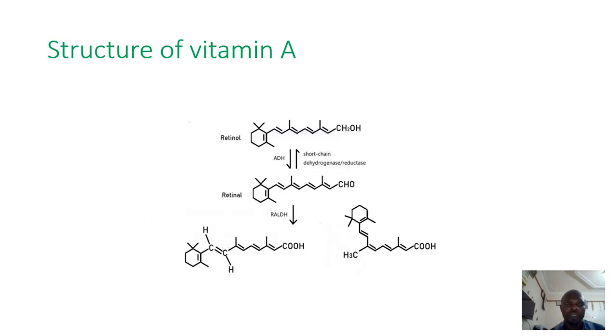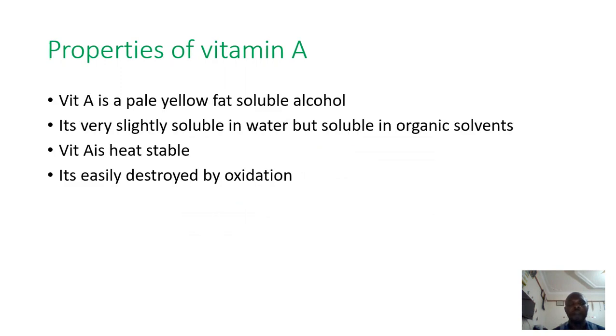So we are looking at the structure of vitamin A. When you look at it, we said vitamin A exists in 3 forms, that is retinol, retinal, and then retinoic acid. Retinol has an ending CH2OH, and then it is different from that of retinal, which is CHO, which is an aldehyde. And then we have retinoic acid with a carboxyl group at the end. So normally those groups that are attached are the ones that make them differ.